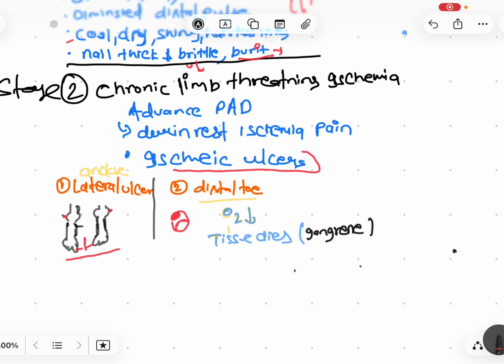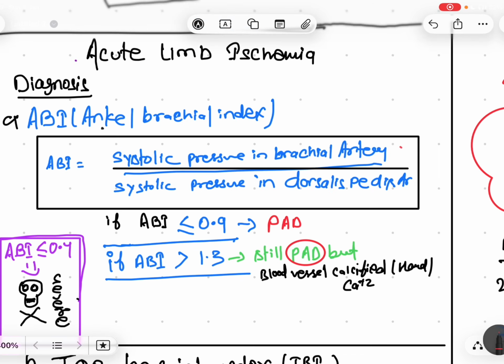It's called an ulcer. The reason is simple: oxygen is getting low, tissue dies, and when tissue dies, it is also called gangrene, which causes a lot of trouble. We have to cut the part where the tissue dies, basically where the color changes, pinkish, bluish color, and it also affects the digits of the limb. Another kind of problem is acute limb ischemia.